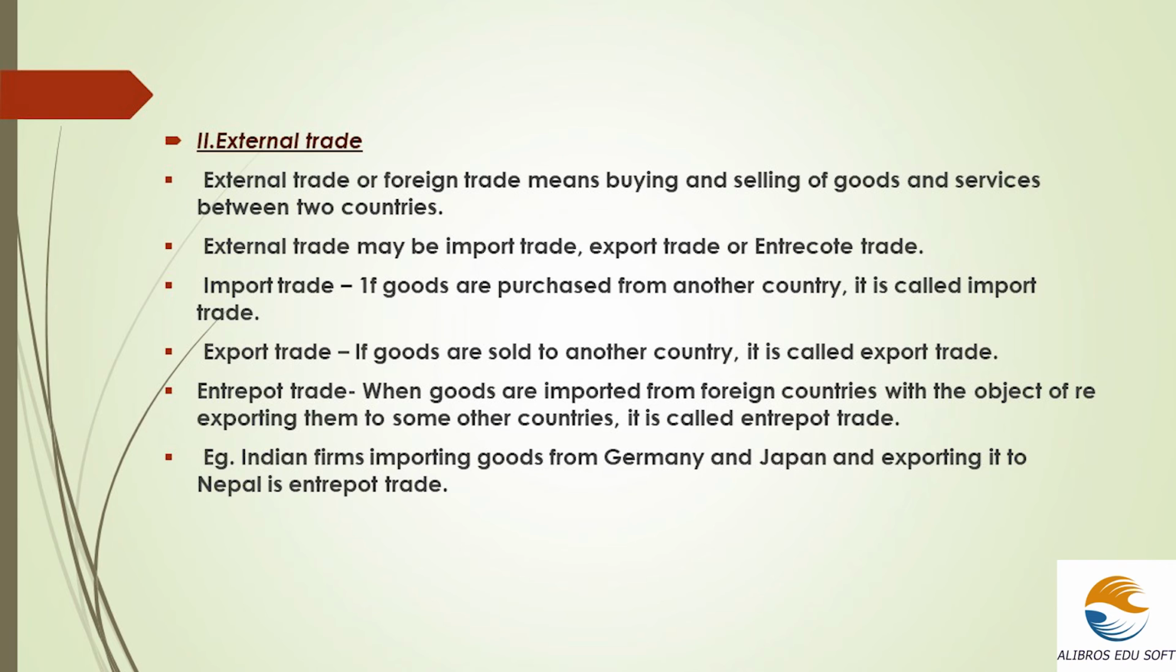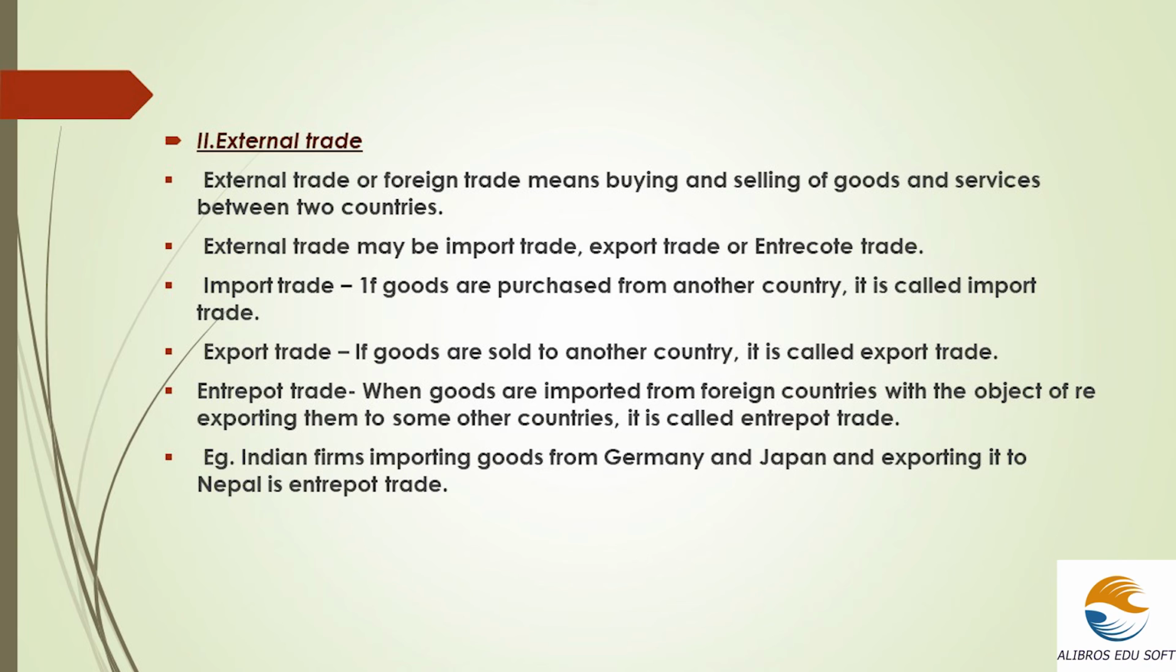So next is external trade. External trade, or foreign trade, means buying and selling of goods and services between two countries. Internal trade is the purchasing and sale that happens in the domestic country, internally, and external trade, or foreign trade, is the buying and selling of goods and services that happens between two countries. This external trade can be of the following types.